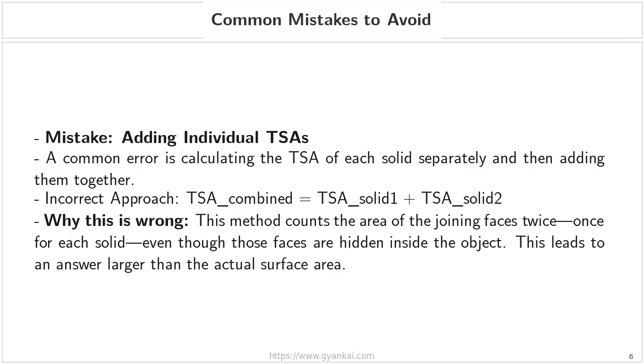Why is this wrong? Well, if you use this method, you are actually counting the area of the joining faces twice, once as part of the first solid and once as part of the second solid. However, as we learned, those faces are now internal boundaries. They are tucked away inside the object. By including them, you end up with a calculated area that is much larger than the actual exterior surface.